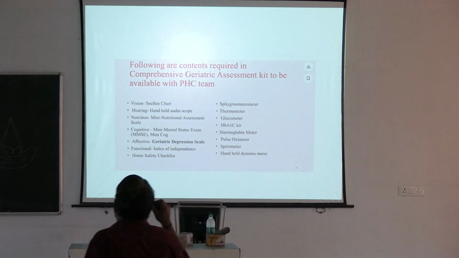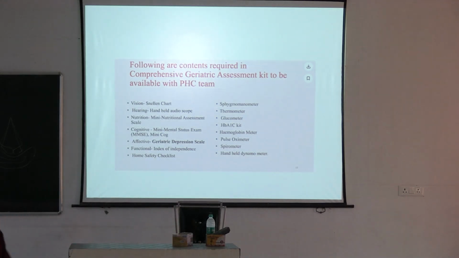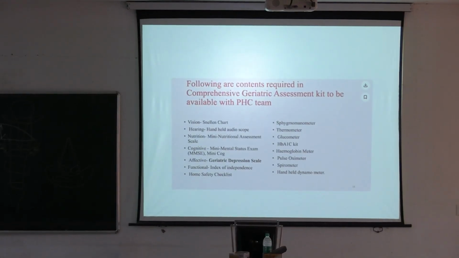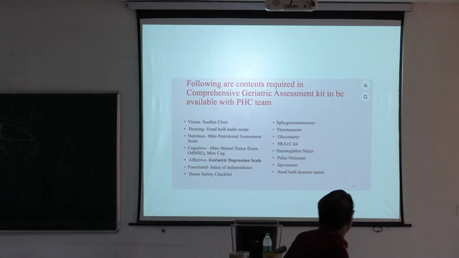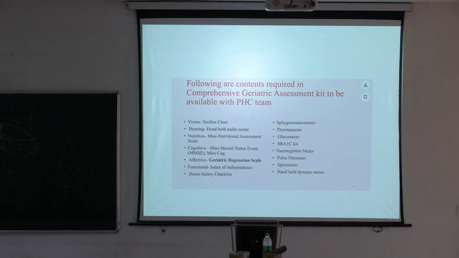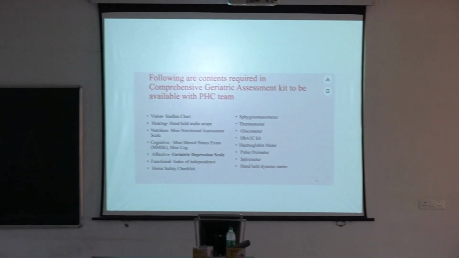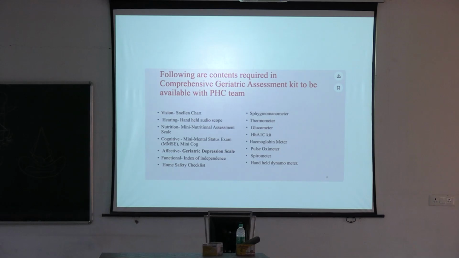Then for hearing, you have a handheld audioscope. For nutrition, you have a mini nutritional assessment scale. Similarly, for mental health, you have a mini mental assessment scale. Then you have a geriatric depression scale, an index of independence and home safety checklist. And you must also have BP apparatus, thermometer, glucometer, HbA1c kit, hemoglobinometer, pulse oximeter, spirometer, and handheld dynamometer. So these are all things that should be available with the PHC team.